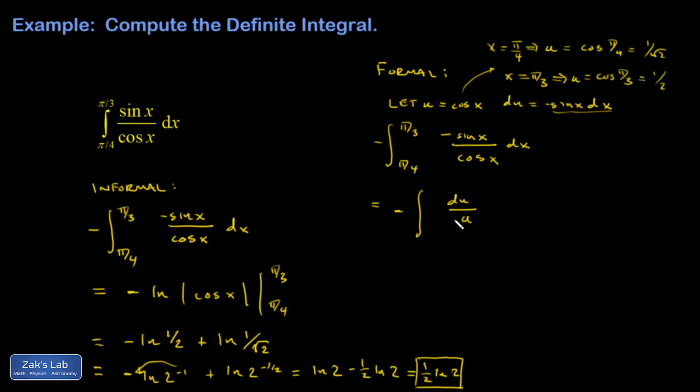And so this is now transformed into a u integral. And I go from 1 over root 2 to 1/2. Okay. So this is the natural log absolute value of u evaluated from 1 over root 2 to 1/2. Again, the absolute value bars don't do anything there because these are both positive values of u. And everything works out the same way as it did before. I get natural log 1/2, negative natural log 1/2, plus natural log 1 over root 2. Same answer as I got before.